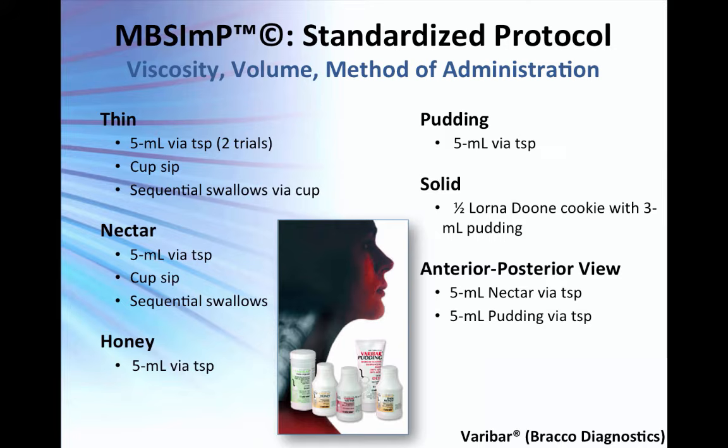We give nectar, 5 ml via teaspoon, a cup sip, and sequential. You notice we don't give multiple trials of each thing. We have to balance radiation safety, and we feel that our data would support we're getting good samples of impairment using this approach. We use honey, thin honey, 5 ml via teaspoon, pudding, Veribar pudding, 5 ml via teaspoon, solid bolus, half of a Lorna Doone cookie with 3 ml pudding on top. We turn the patient in the anterior-posterior viewing plane, and we assess 5 ml nectar via teaspoon and 5 ml pudding via teaspoon.